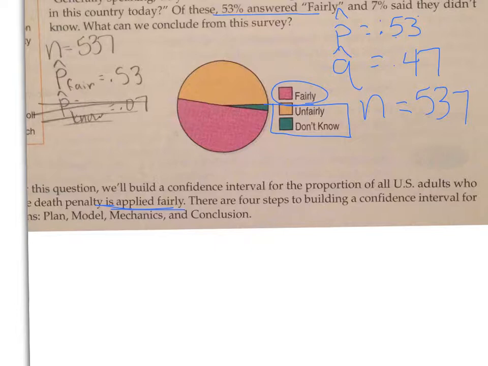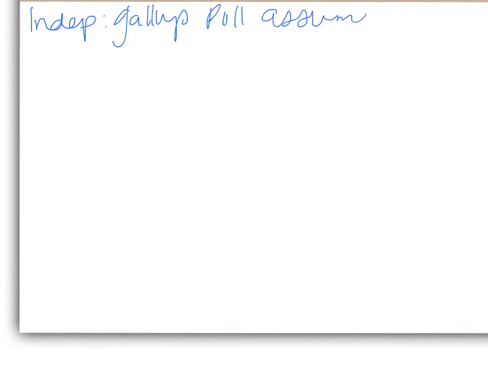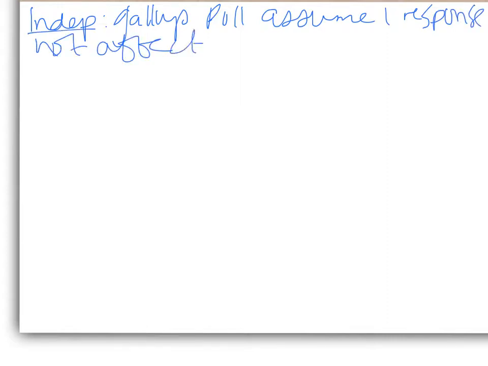First thing, you're always going to check your samples and conditions, and you always have to write a statement. A lot of you on your test were just like, check, check, check. No, you actually have to write something down. First is independent. This is a Gallup poll, so I'm going to assume that one response is not affected by another.